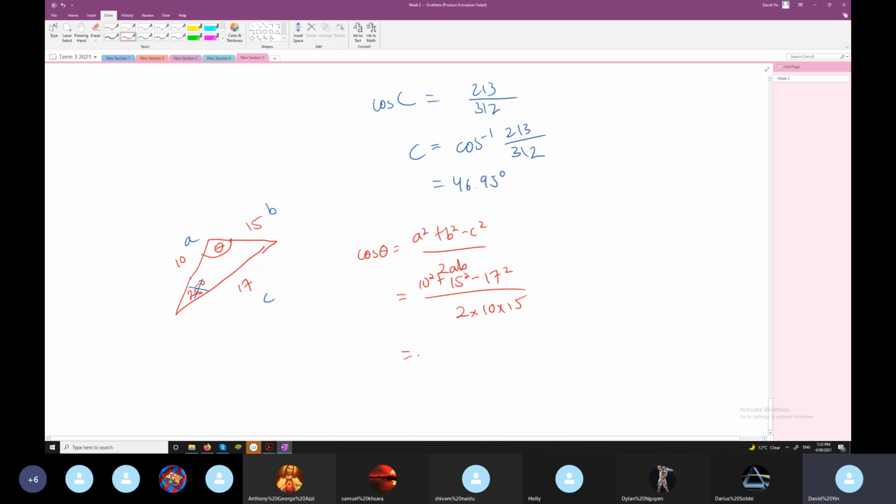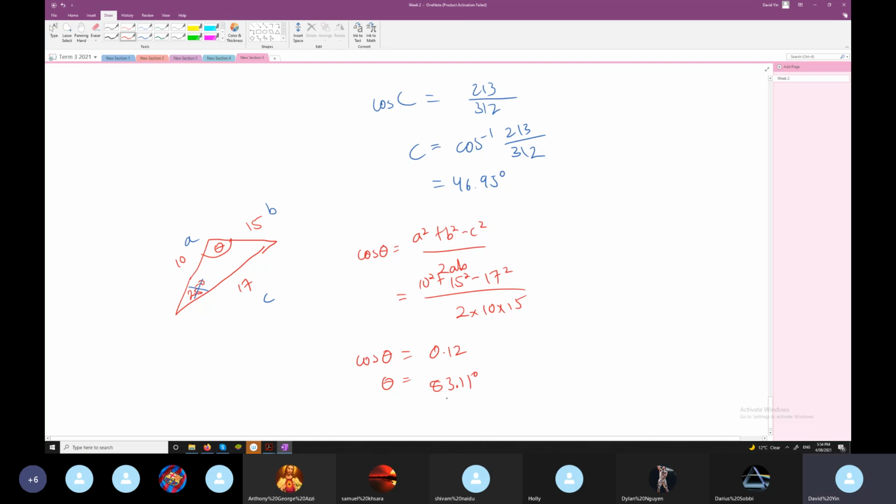So what we've got to do now is plug that into our calculators. 10 squared plus 15 squared minus 17 squared, divided by 20 times 15, which is 300, gives 0.12. So we've got cos theta equals 0.12. Then we want to shift cos it, because we want to make theta the subject, and we get 83.11 degrees.